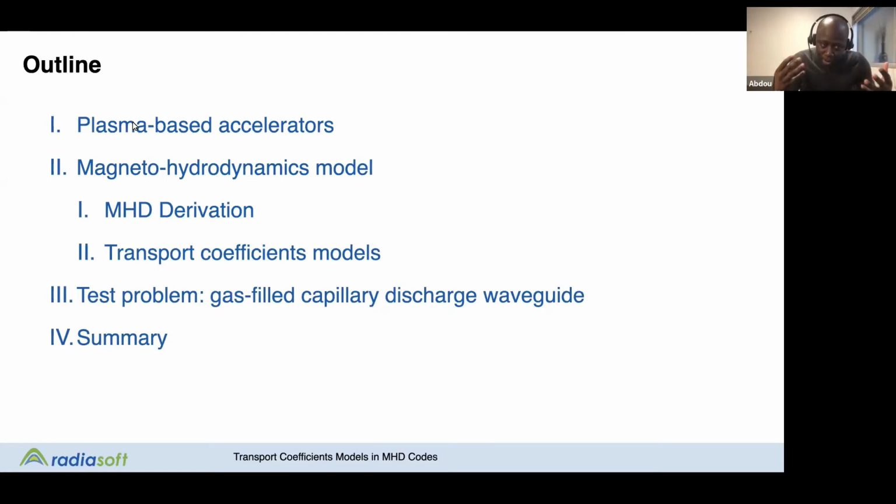And my goal, as I said, is to show you how they can impact the physics or the dynamics in terms of temperature, transport, or magnetic field advection inside a capillary. I will show two test problems. One is for a low Z element, hydrogen, and I will also show results for an argon capillary.